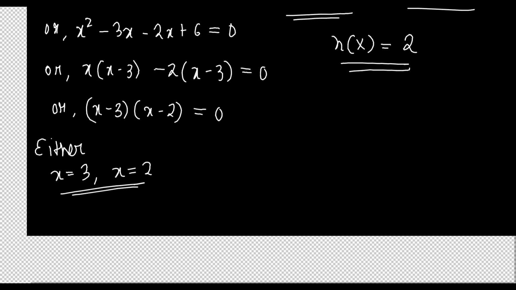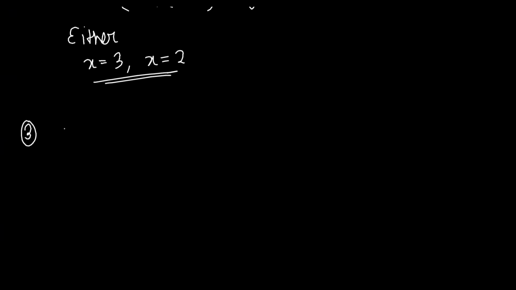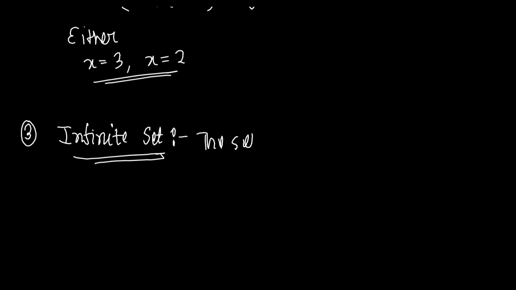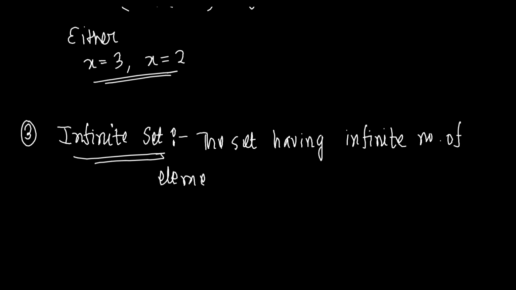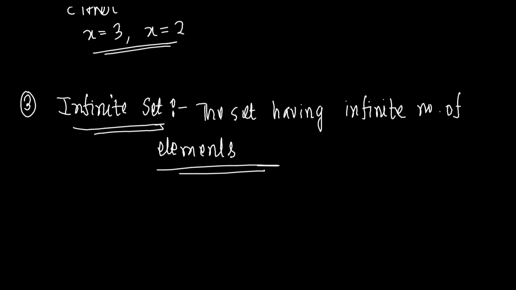Now we come to the next type, just opposite to this, that is the infinite set. So it is very simple. You can very well understand that it is the set containing infinite number of elements. I'm writing: the set having infinite number of elements. That is, the set is having infinite number of elements, that is, it is uncountable. Okay, we cannot count the number of elements and we cannot say how many elements are present inside this set.